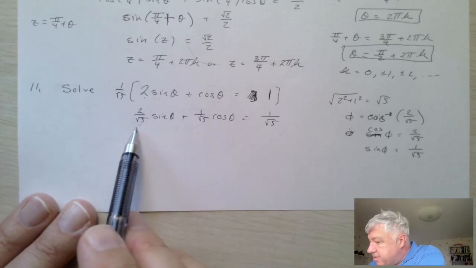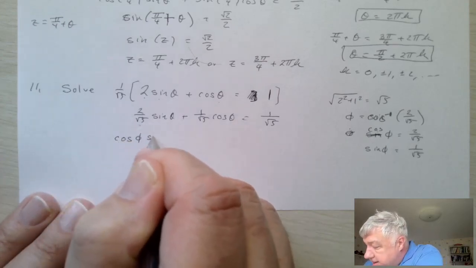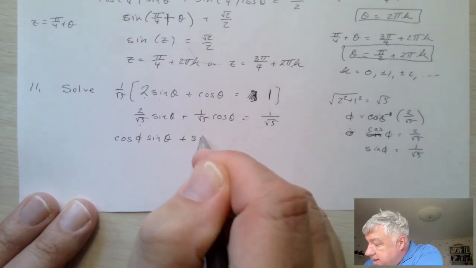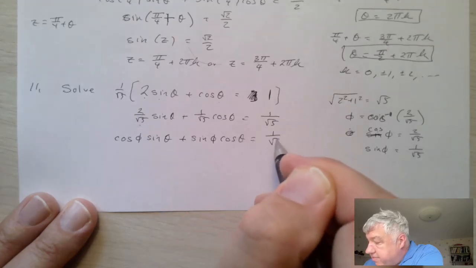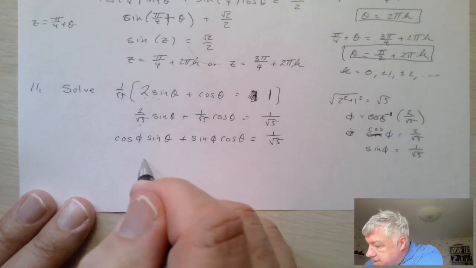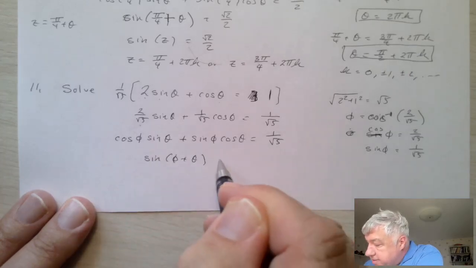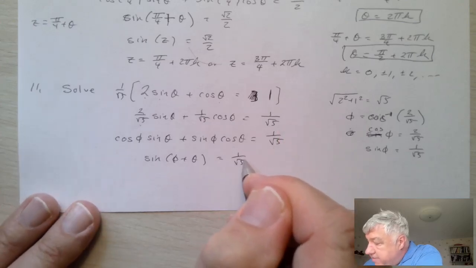So what this means is that now this becomes the cosine of phi sine of theta plus the sine of phi cosine theta equals 1 over square root of 5. And then using our formulas again, this is just the sine of phi plus theta equals 1 over square root of 5.